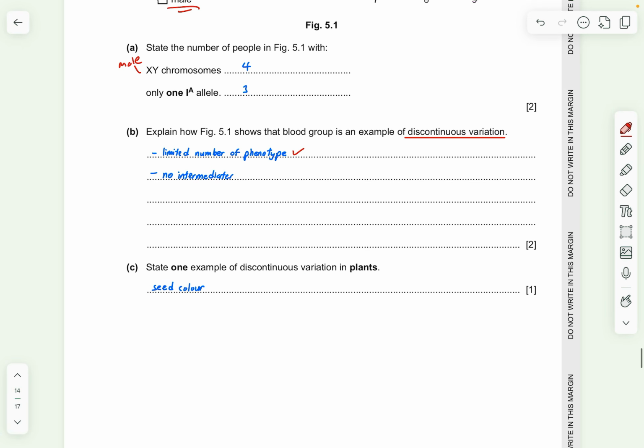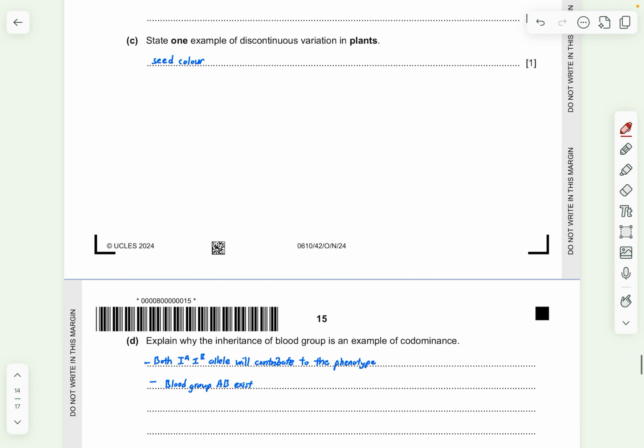Okay? So state one example of discontinuous variation in plants. So seed color is actually one example. And also the seed shape. It is also a form of discontinuous variation too. It's something that you can't change. It's already set in your genetics.